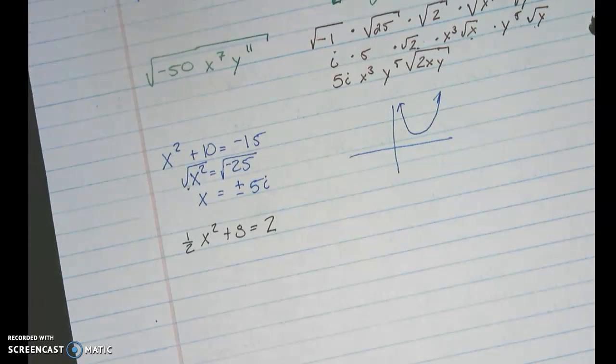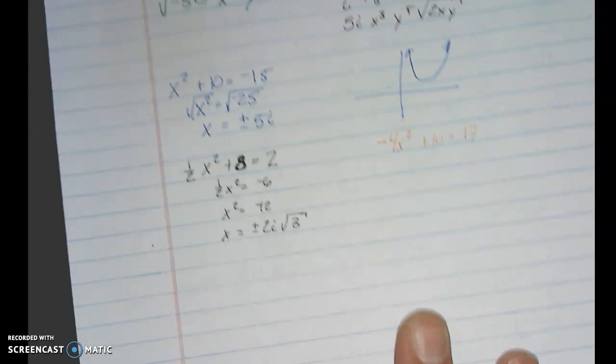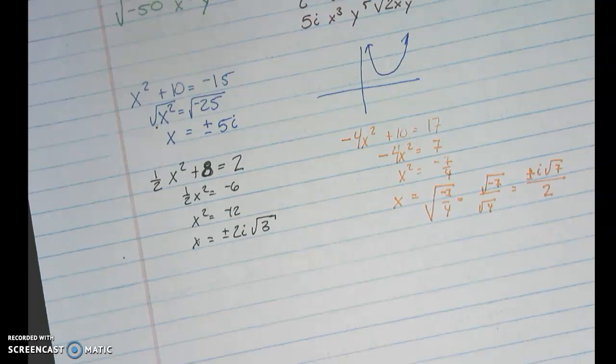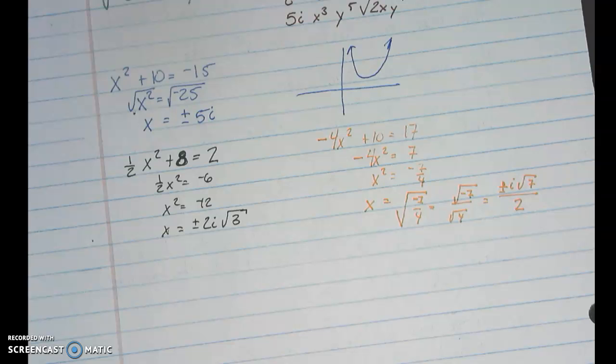All right, I got to pause this. My solution: x is equal to plus or minus 2i times the square root of 3. Anything you want to go over from that one? You got it? All right, so the next one's going to be negative 4x squared plus 10 equals 17. Working with that, negative 4x squared plus 10 equals 17, you should have gotten plus or minus i times the square root of 7 over 2.